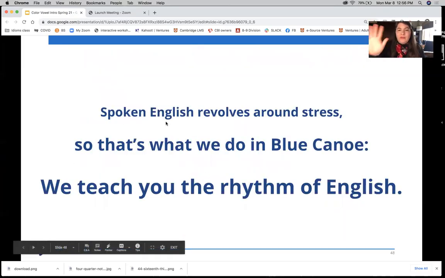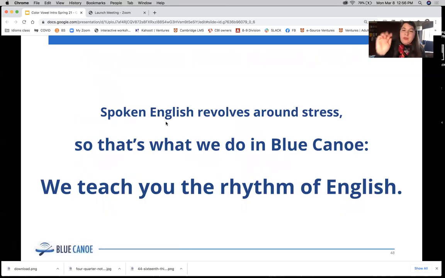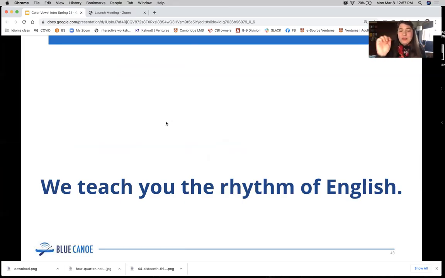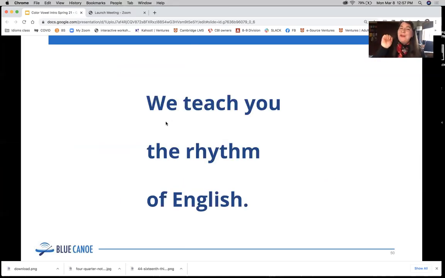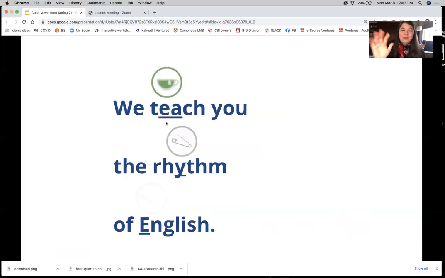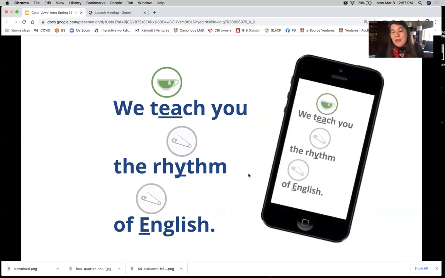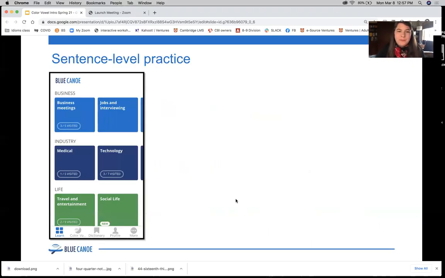Spoken English revolves around stress. So that's what we do in Blue Canoe. We teach you the rhythm of English. We show you the underlined stressed vowel, what color it is, so you can practice this. In Blue Canoe, the sentences look like this. We teach you the rhythm of English.